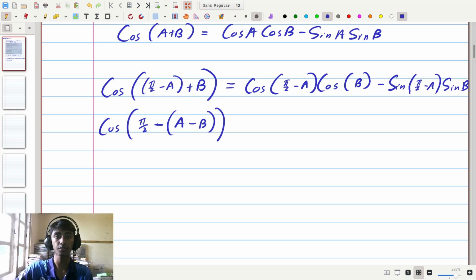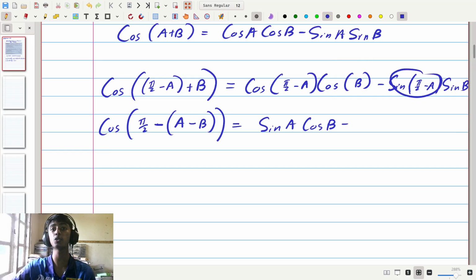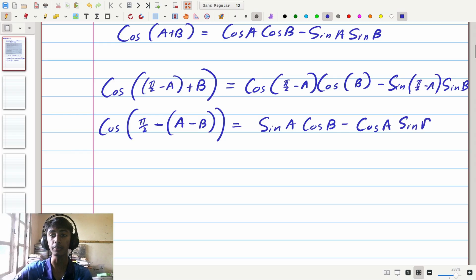So now we have this. On the right side, we can see we have the cosine of pi by 2 minus an angle, and also over here we have the sine of pi by 2 minus an angle. Now as we know, the cosine of pi by 2 minus any angle is the sine of that angle, and the sine of pi by 2 minus any angle is the cosine of that angle. And therefore, the cosine of pi by 2 minus a is the sine of a, so we have the sine of a times the cosine of b, minus, and this thing also is the sine of pi by 2 minus a, which is the cosine of a times the sine of b.